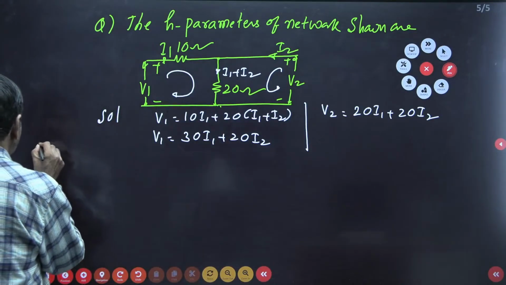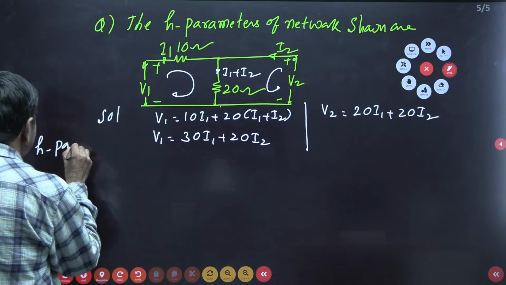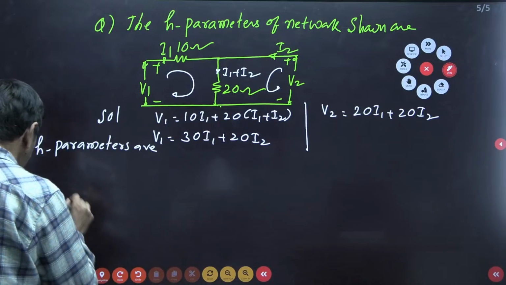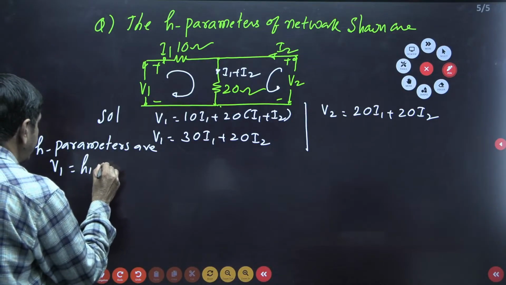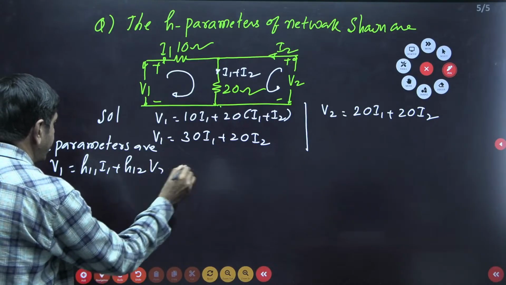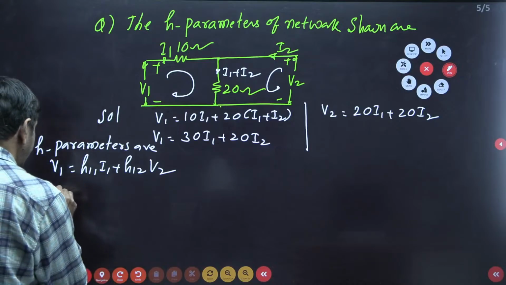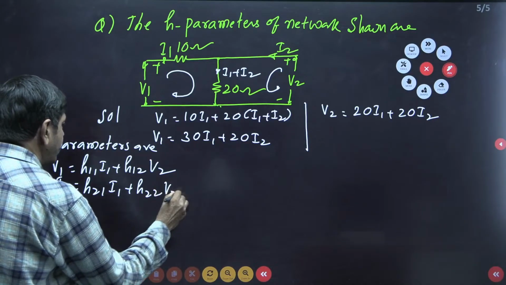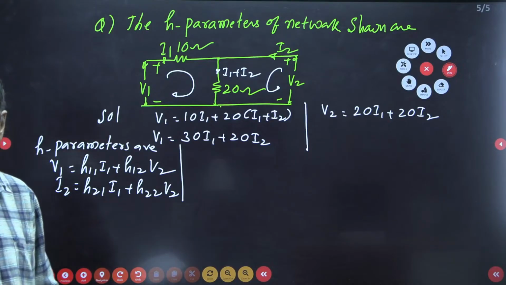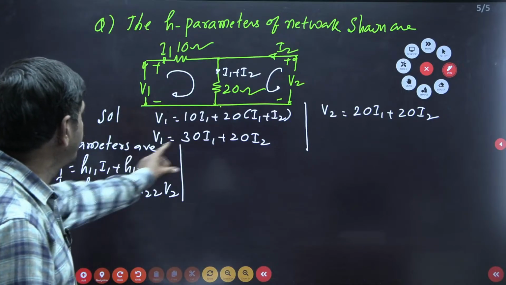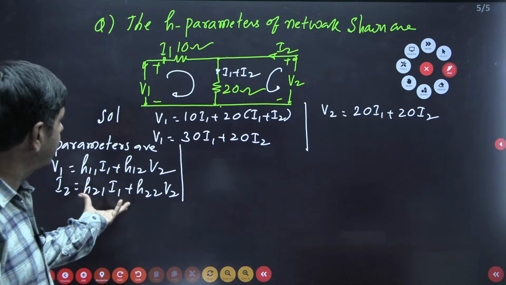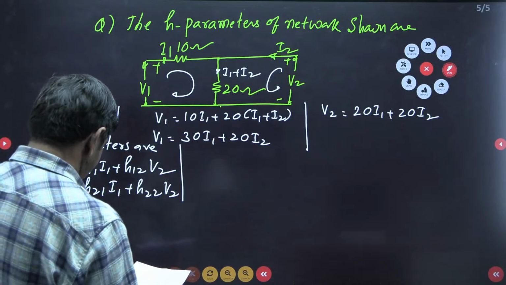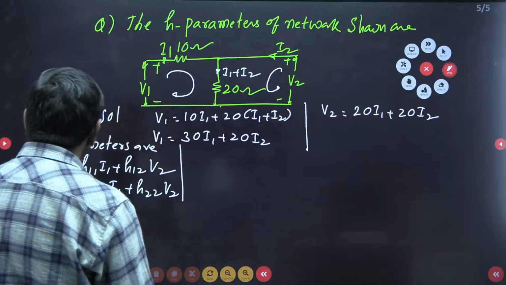We know very well the H parameter equations are: V1 equals H11 into I1 plus H12 into V2, and I2 equals H21 into I1 plus H22 into V2. These two equations are said to be the H parameter equations. You have to bring the two equations into such a form; then by comparison you will get the H parameters directly. How can we get this? Please watch.